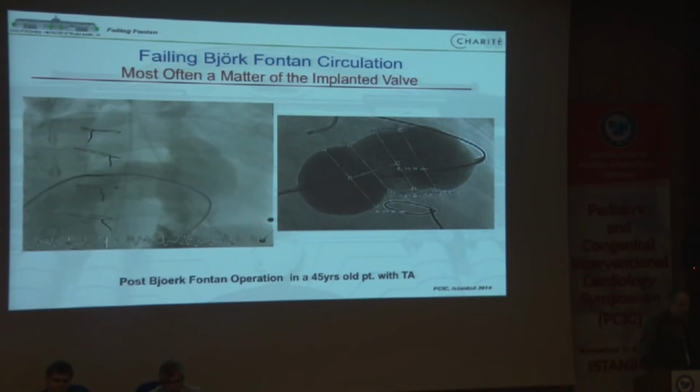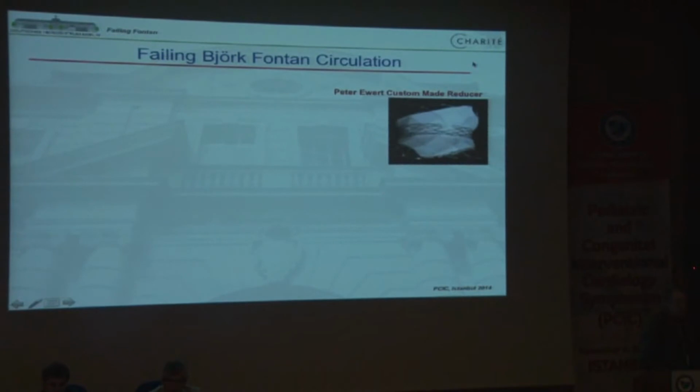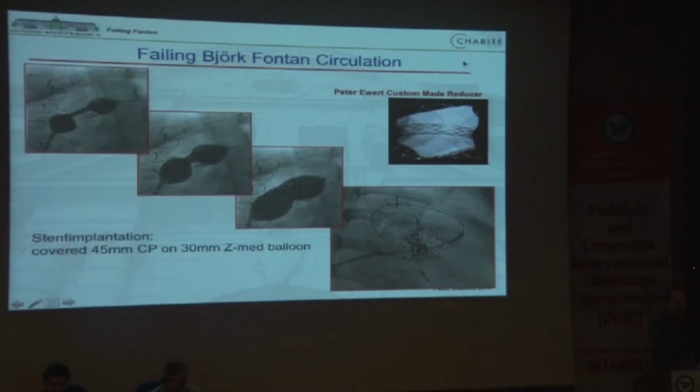Some of the adult patients suffer from a problem of a Björk-Fontan circulation, which is most often a matter of the implanted valve. And here, as you can see, the measurement of that is 25, 26, 28 millimeter in diameter. That is something in the earlier days where we didn't have access to the Edwards valve, so we used a specific modification which has been published by Peter, which is a custom-made reducer, a covered stent with a mega LD EV3 at the outside, and then with inflation of the balloon you have a restriction in the middle which gives you the bed for implantation of also the Melody valve, as you can see here.